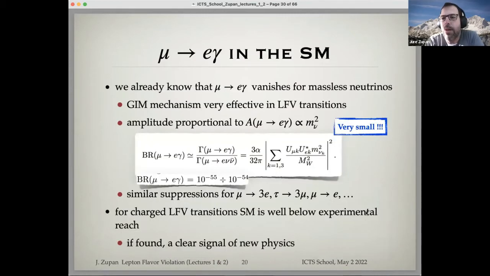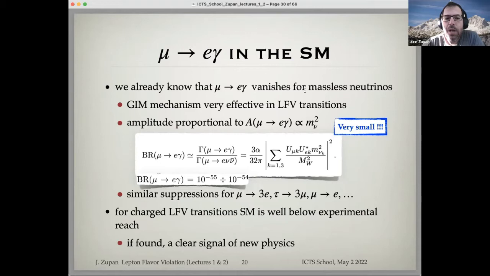All right, so that was the needed introduction. So now let's go back to our problem. We said we want to know precisely how big these transitions are, the mu to e gamma, mu to 3e, and so on. We already know that this mu to e gamma will vanish in the standard model if we take the neutrino masses to be 0.